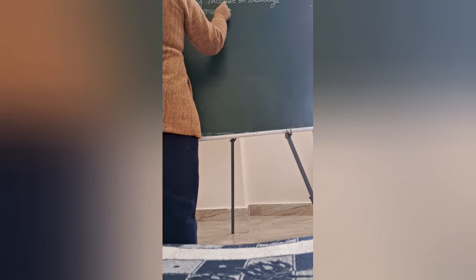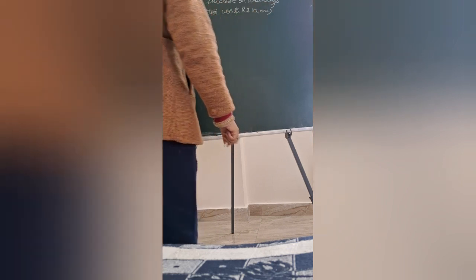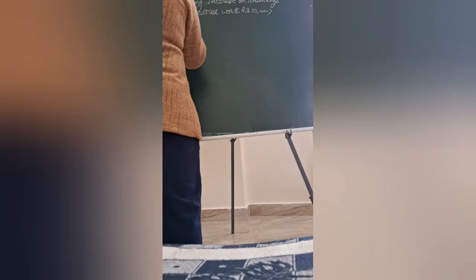Credited worth rupees 10,000. Right? So this is for interest on drawings. Then the next accounting entry we will do is for goodwill. So next is goodwill.